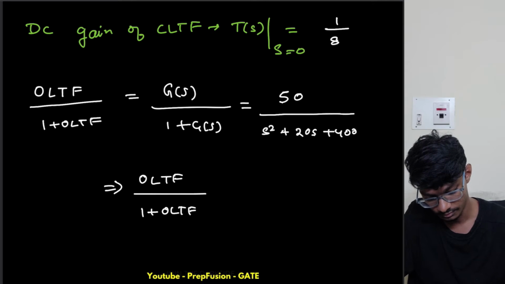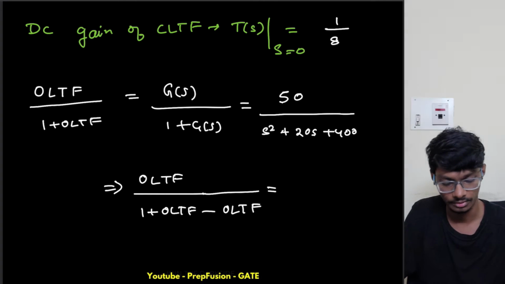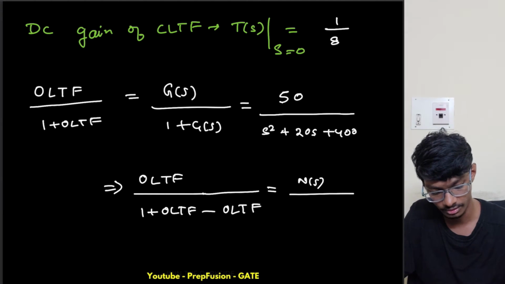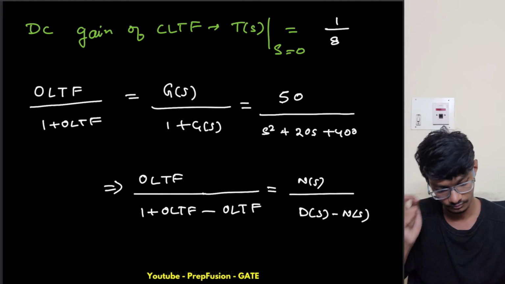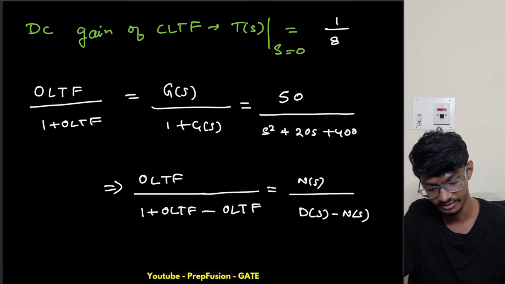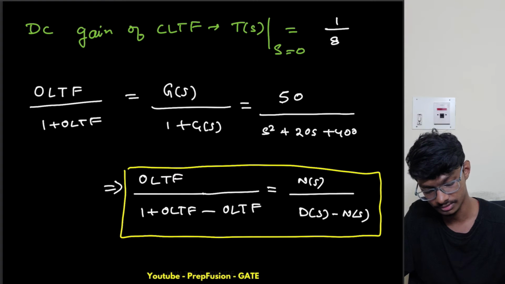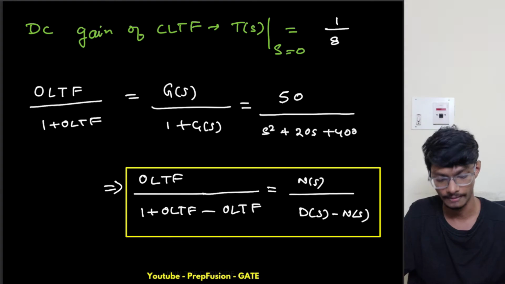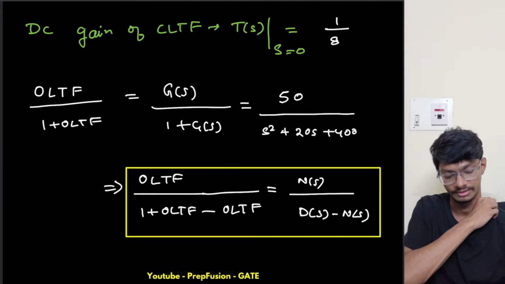Plus OLTF, minus OLTF, equals, in terms of numerator and denominator, n of s plus d of s, over n of s minus d of s. This is componendo and dividendo, right? Keep in mind, this is very helpful for finding the OLTF quickly, or else you can simply do cross multiplication on both sides, okay. But this is a much more efficient and faster manner to solve for the OLTF, right?